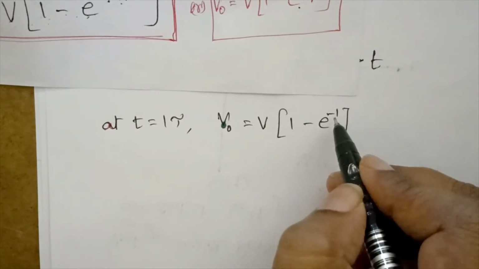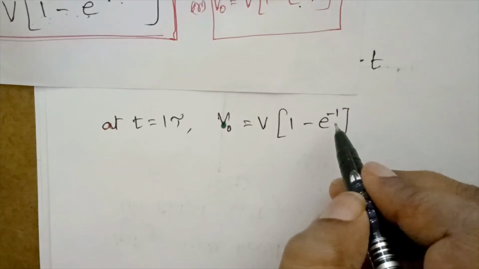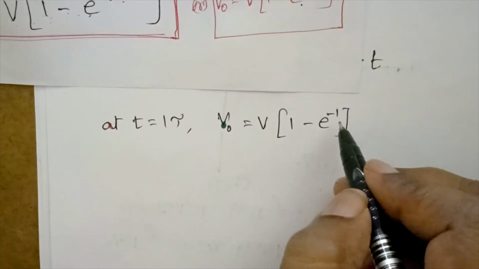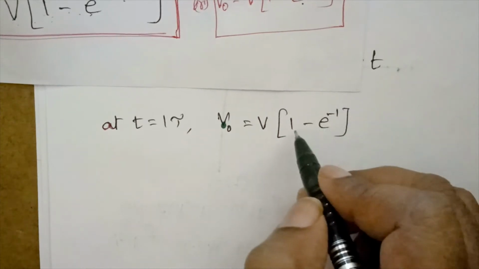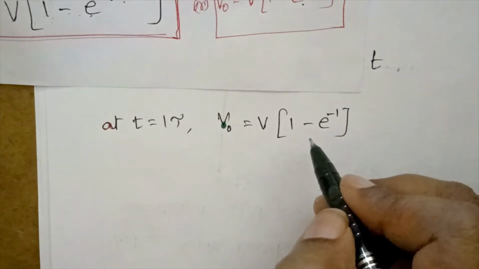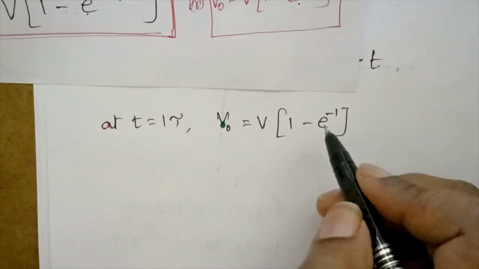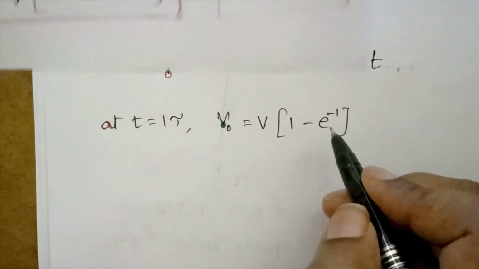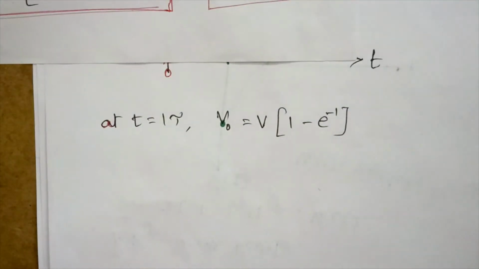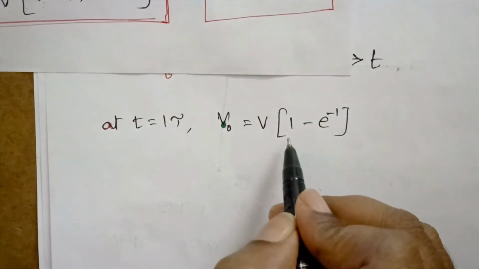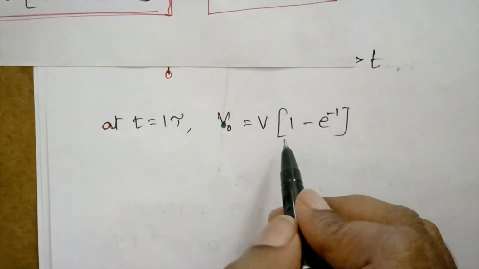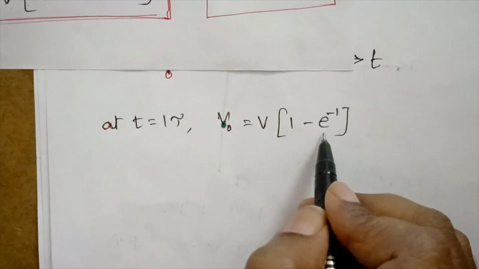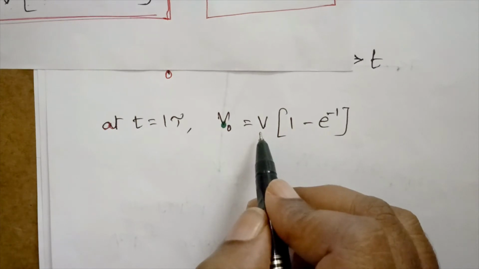What is e power minus 1? It is 1 by e. What is the value of 1 by e? 1 divided by 2.73. We get some value, but that value should be less than 1. Why? Because 1 divided by 2.5 gives 0.4. So here we are getting 1 divided by 2.7, some value. That value is subtracted from 1, so it is less than 1 only. If I multiply with V, what do we get?